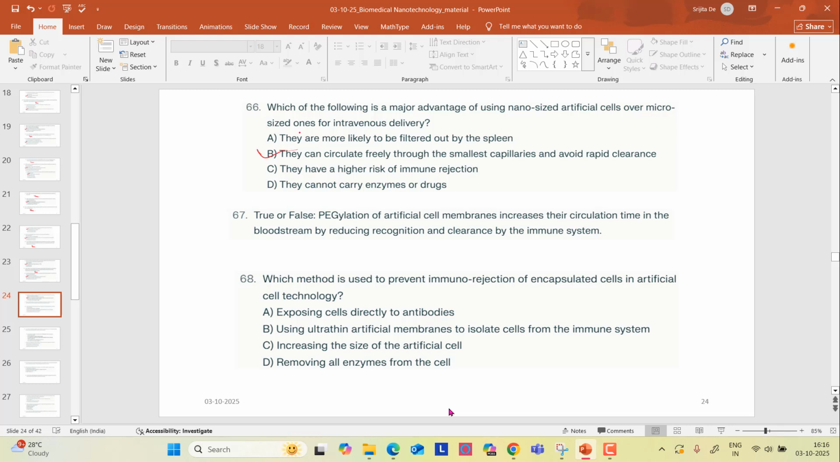Pegylation of artificial cell membranes increases their circulation time in the bloodstream by reducing recognition and clearance by the immune system. True. Yes, this is true.